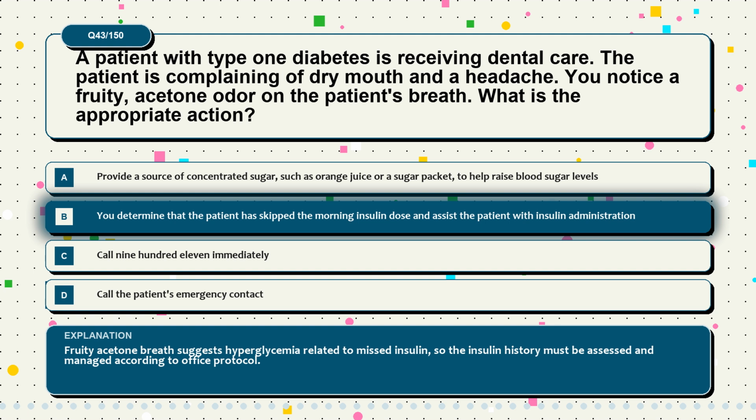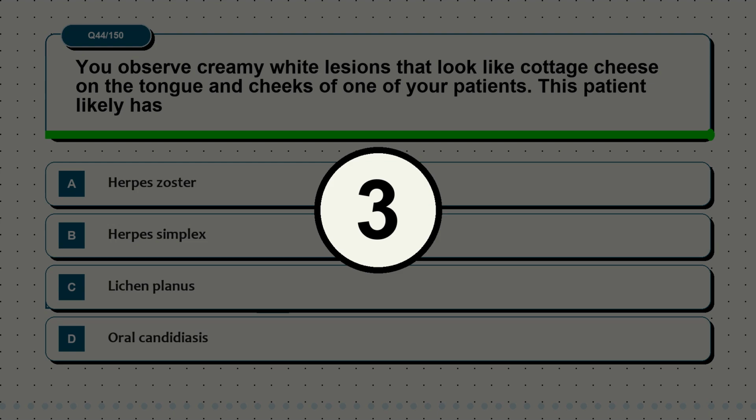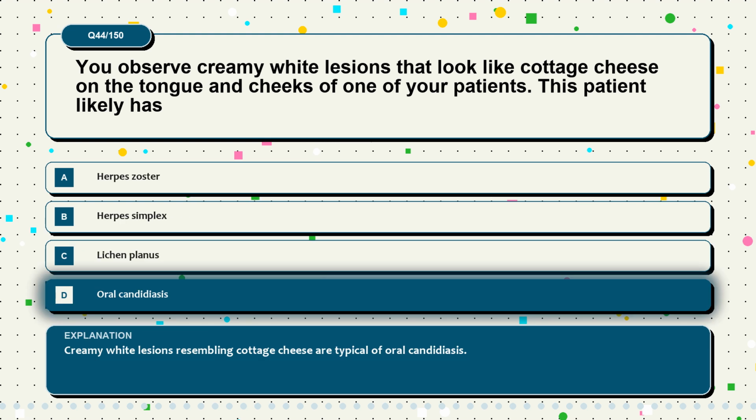Question 44. You observe creamy white lesions that look like cottage cheese on the tongue and cheeks of one of your patients. This patient likely has. Here are the options. Option A. Herpes zoster. Option B. Herpes simplex. Option C. Lichen planus. Option D. Oral candidiasis. The correct answer is option D. Oral candidiasis. Creamy white lesions resembling cottage cheese are typical of oral candidiasis.